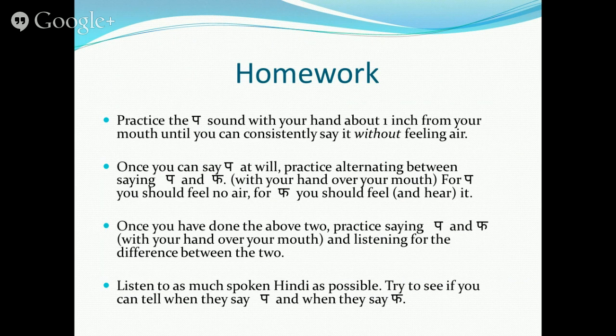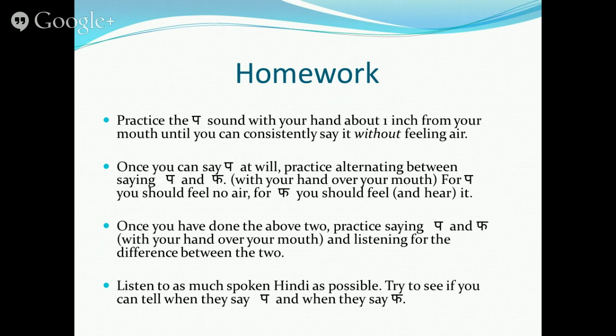So for homework, practice the ba sound with your hand an inch from your mouth until you can consistently say it without feeling air. Now, once you can say that one, you should already have been able to say the other one because in English we say it all the time. So once you can say ba at will, practice alternating between ba and pa. Ba pa ba pa ba pa. And for ba, you will feel no air, and for pa, you will feel air.